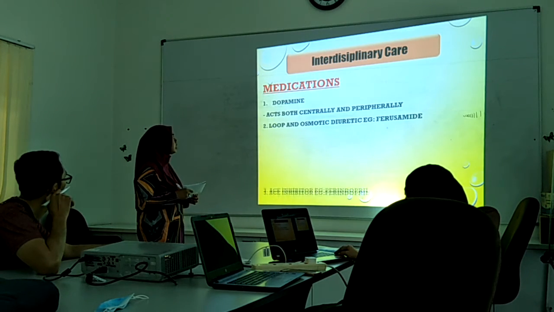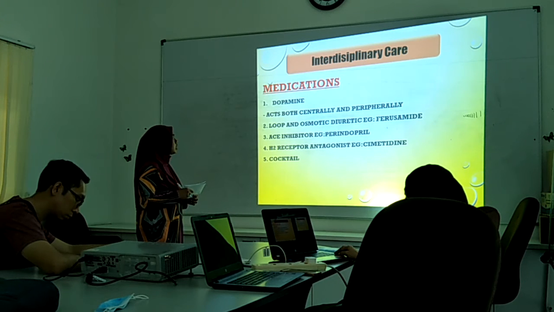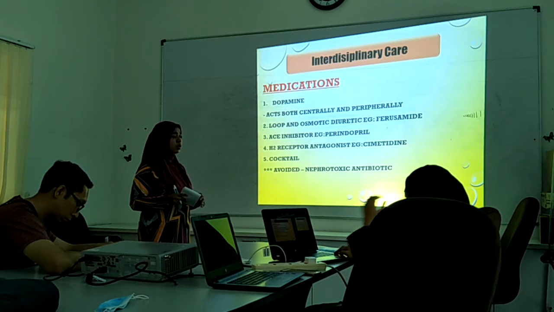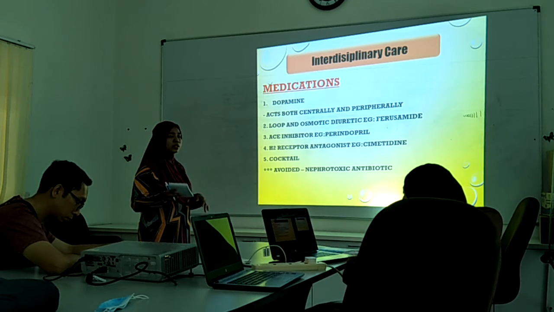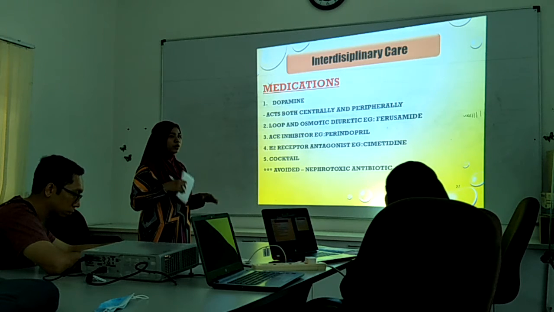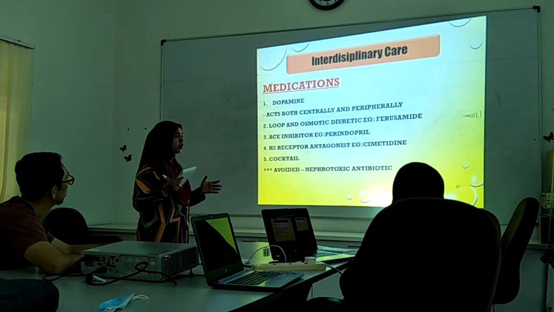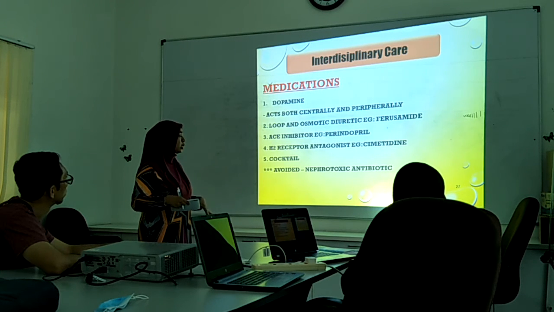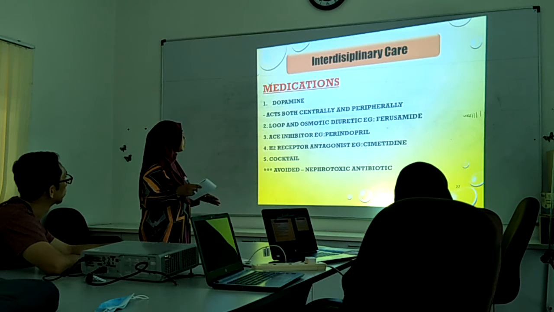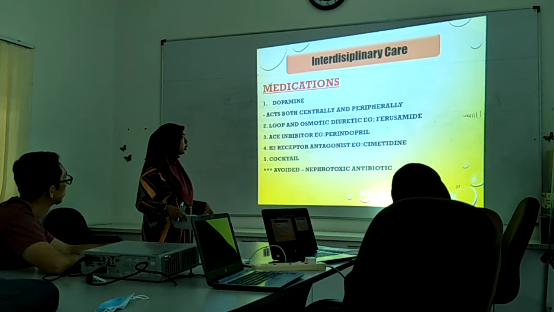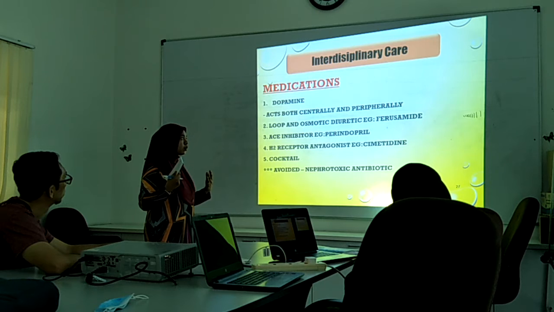Okay, for medication, acute kidney injury. First, dopamine. Dopamine, the drug that can function centrally and peripherally, means the dopamine will function for our body and for the kidney itself. And then loop and osmotic diuretics, for example furosemide, to excrete the waste products in our body, or excrete the fluid overload in our body.